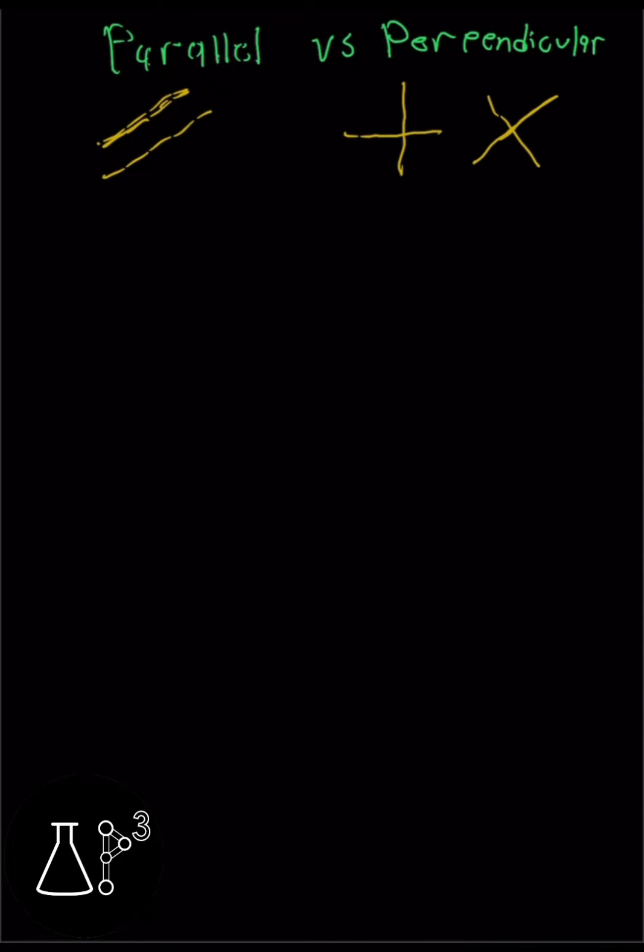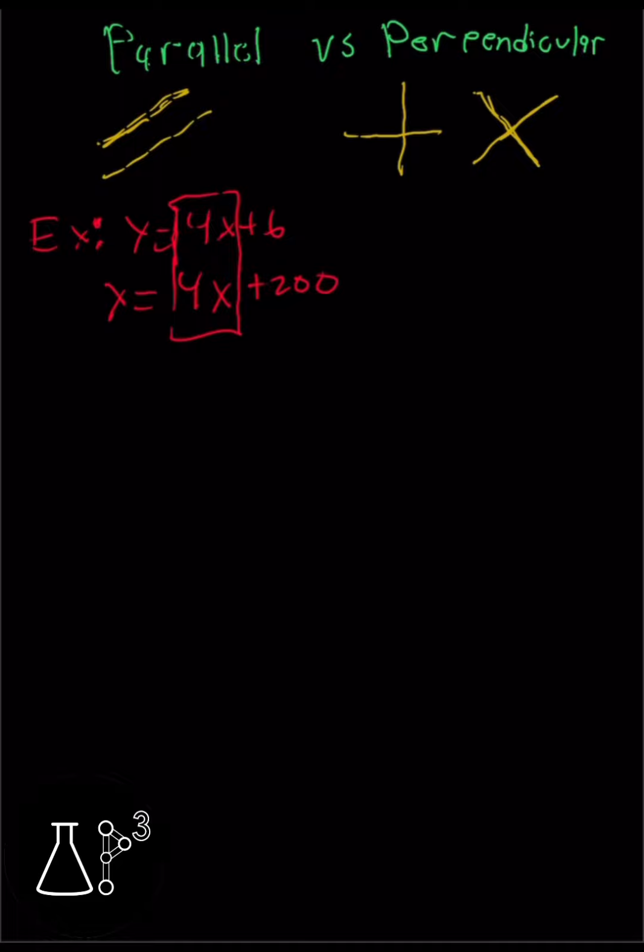And why is this important? Well, it's important because when we talk about slopes, parallel slopes and perpendicular slopes are completely different. So for example, let me do it in red. For parallel lines, let's say I have y equals 4x plus 6, and I have y equals 4x plus 200. Because my slopes are the same right here, that basically means that they go at the same constant rate, regardless of what the y-intercept is.